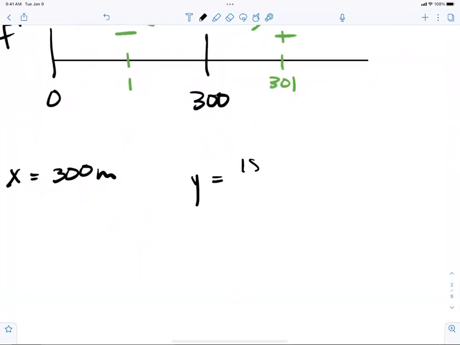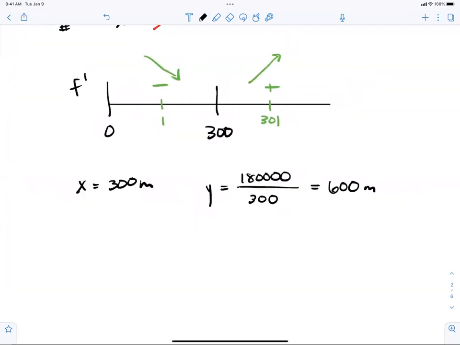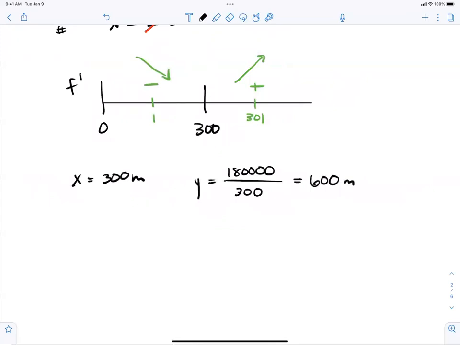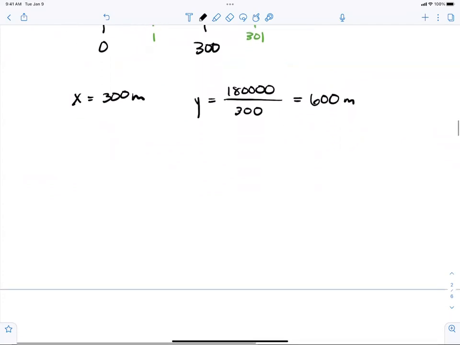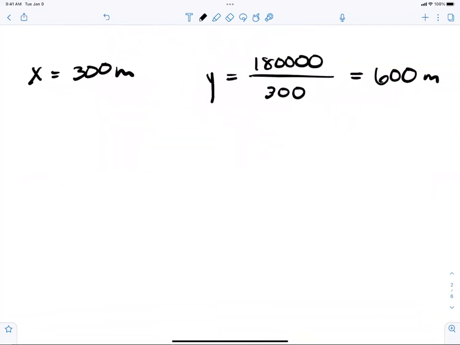Y would be 180,000 divided by 300. So 600 meters. It's going to be 300 by 600 meters. You could get rid of 2 zeros and do 180 divided by 3.